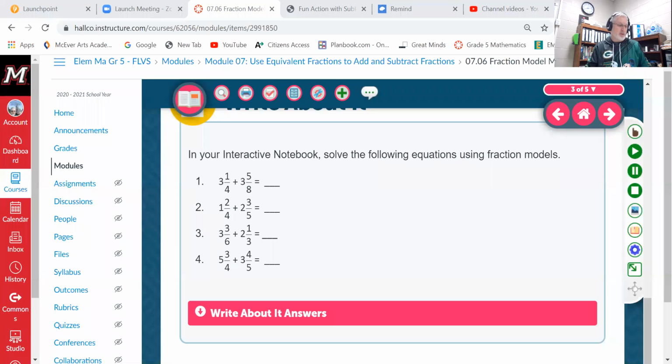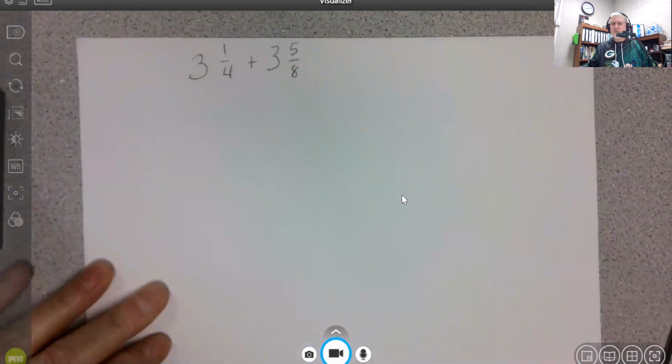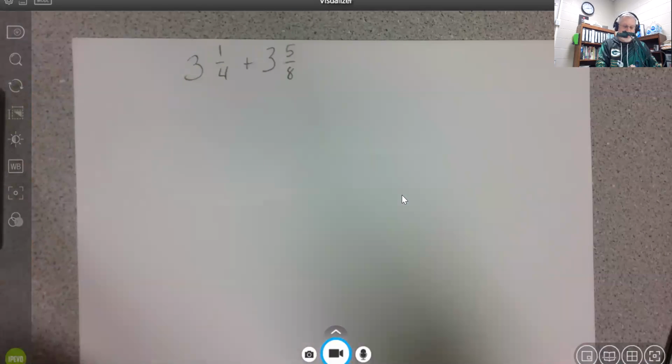I'm going to go to the lesson itself and share my screen. And these are the problems that I'm going to go over, the first two. We'll see if we have enough time to do the third one. So we have 3 1/4 plus 3 5/8. And I'm going to model that for you. Three and 1/4 plus 3 5/8.